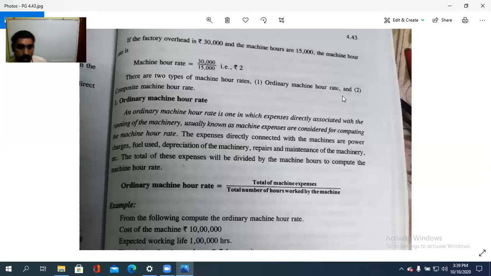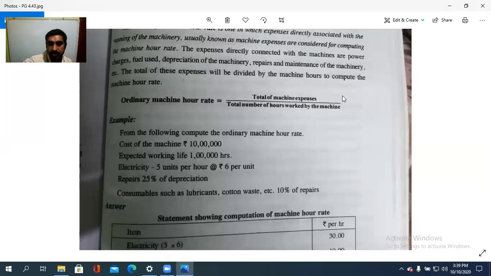So, total of such expenses, the machine expenses that come for running the machinery, those expenses are divided by how many hours the machine was worked. So the ordinary machine hour rate is equal to total machine expenses divided by total number of hours worked by the machine. So total of the machine expenses divided by total number of hours worked by the machine.